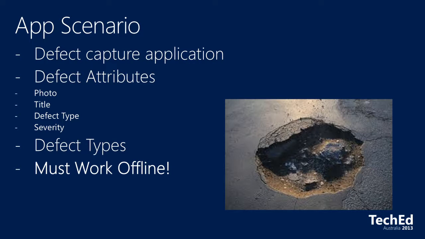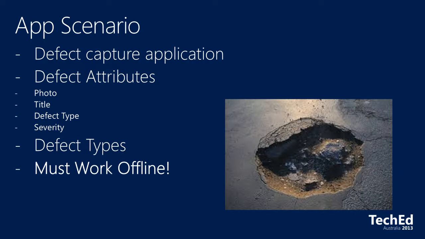Anyway, so the idea behind a defect is that you're out on the road, you're basically going to take a photo of the defect, you're going to put a title or a caption on it. You want to specify a defect type, so it might be a pothole or it might be a fallen tree, and you're going to measure the severity of it, okay, so scale of 1 to 10, okay. So we're going to have this concept of defect types, okay, so we've got two tables already, we've got defects and a defect type table, okay.